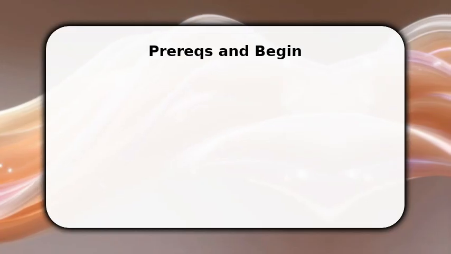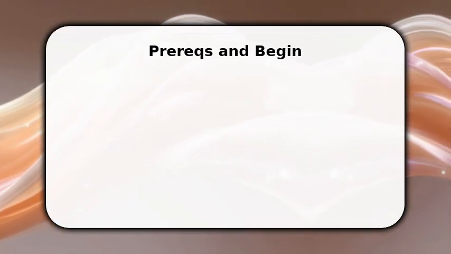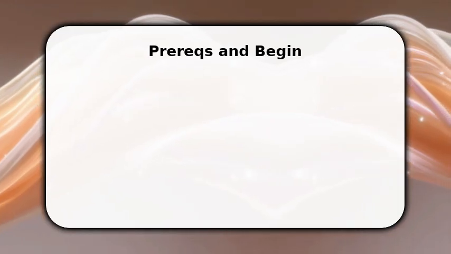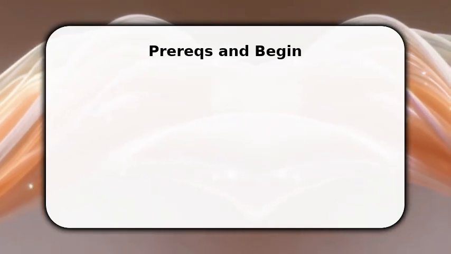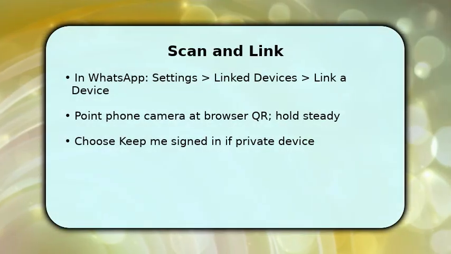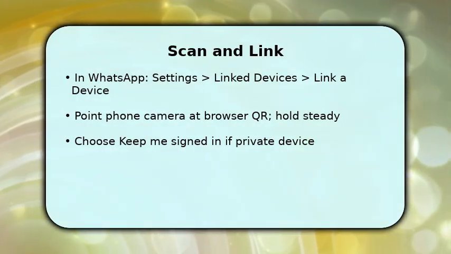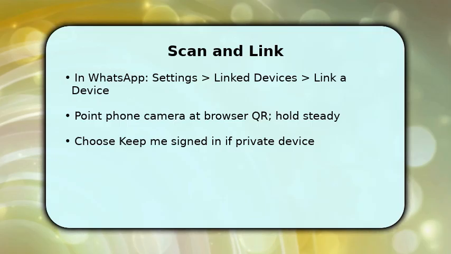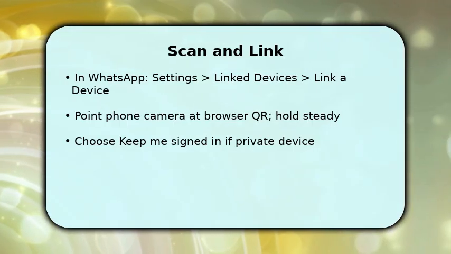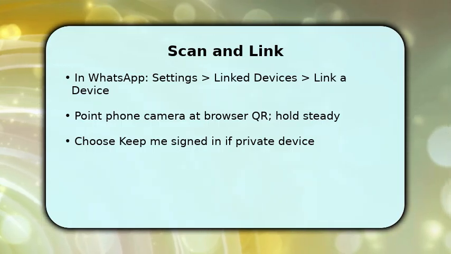While you wait for the QR code to load, open WhatsApp on your phone and tap the camera icon in chats to prepare scanning. This sets up the first actionable link between devices. Now you'll link devices. Open WhatsApp, go to Settings, then Linked Devices, and tap Link a Device. You'll be prompted to use your phone camera. Aim it at the QR code shown in your browser and hold steady until it scans.